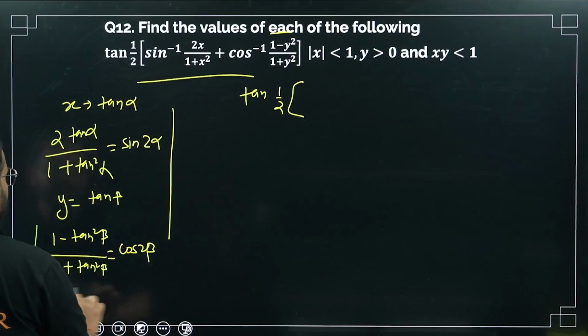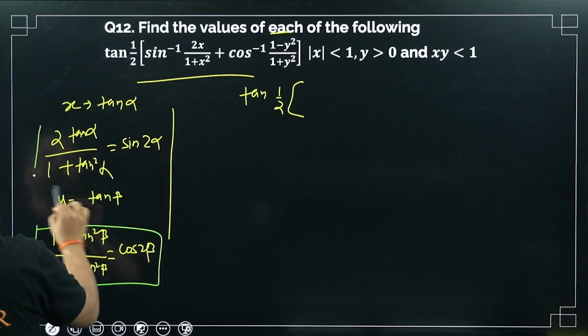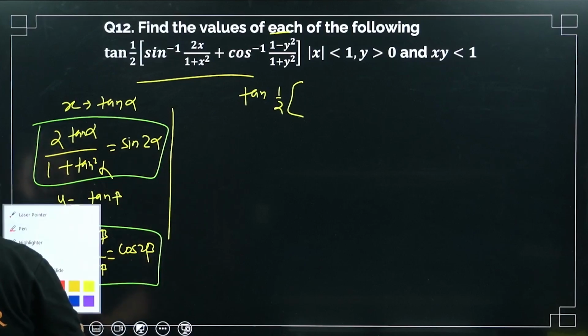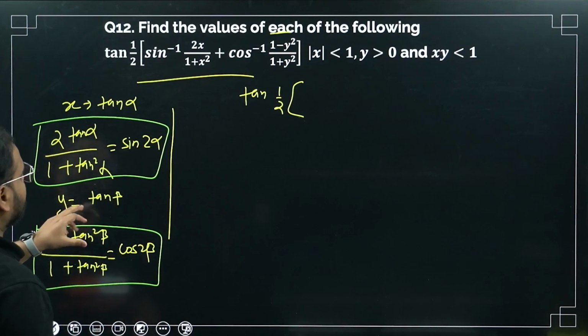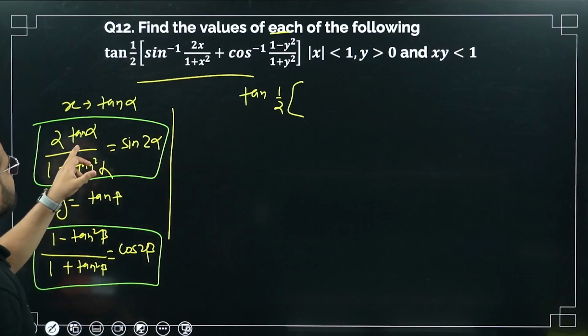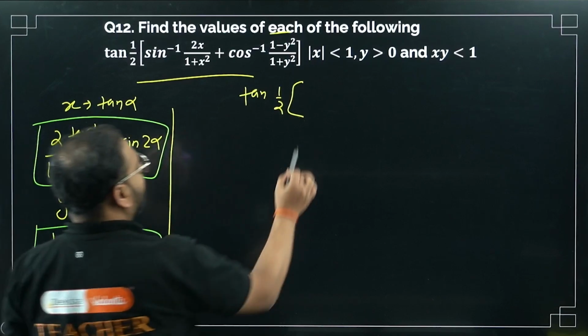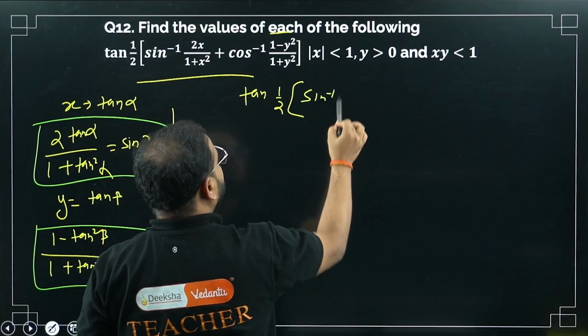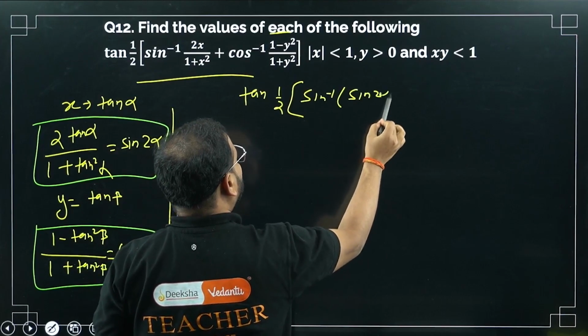I hope you are able to remember this. You learned it in PU1. Now I'm going to use it over here. So instead of writing this 2x upon 1 plus x square, I'll write it as sine 2 alpha. So this will become sine inverse of sine 2 alpha.